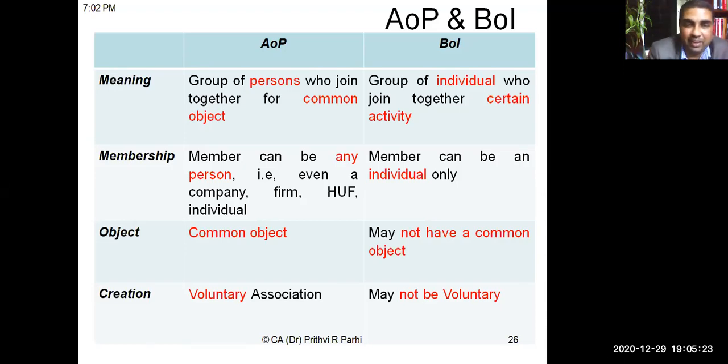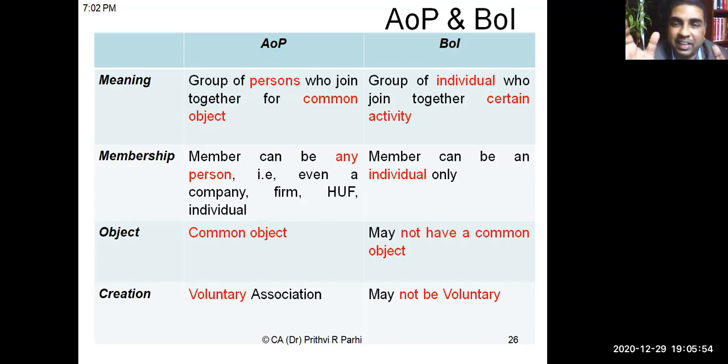And in the case of AOP, any person can be a member, whereas in BOI, only individuals can be members. And the common object thing I told you, one more difference is that AOP is a voluntary association. Since there is a common object, many people come together, join hands and form an AOP. Whereas a BOI may not be voluntary. Maybe some external agency may be referring to a particular group of people as a BOI.